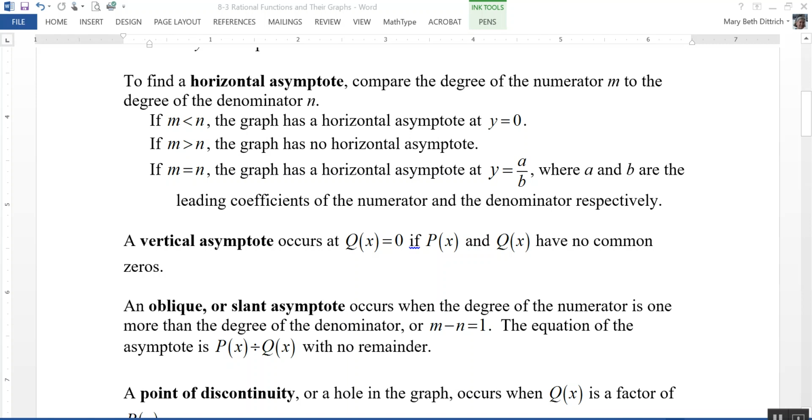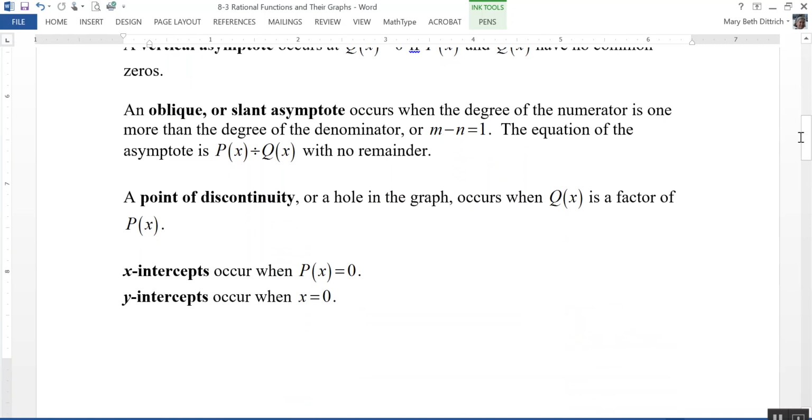An oblique or a slant asymptote occurs when the degree of the numerator is 1 more than the degree of the denominator. So in other words, if I do the degree of the numerator minus the degree of the denominator, if that equals 1, then I know that I have a slant or a not vertical or horizontal asymptote. And the equation of that line is p of x divided by q of x with no remainder. A point of discontinuity, or a hole in the graph, occurs when q of x, the denominator, is a factor of the numerator. We'll take a look at an example of that.